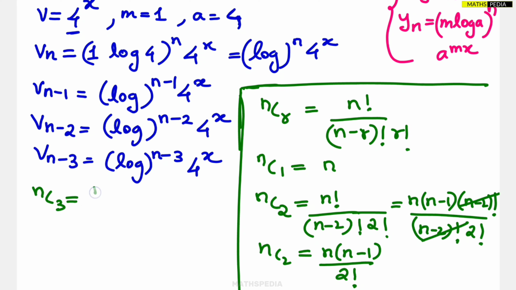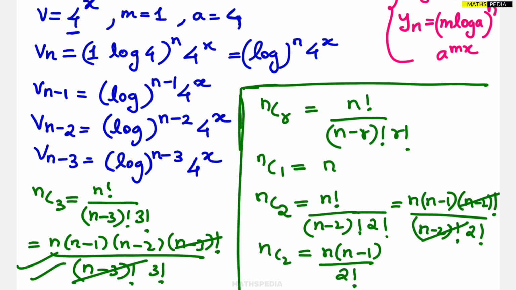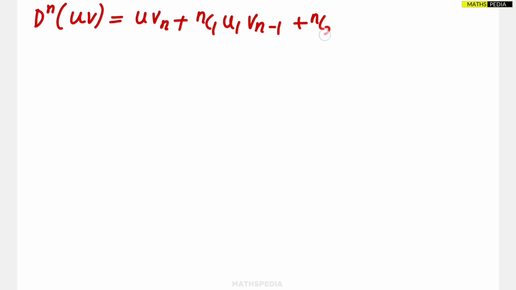nc3 is equal to n factorial divided by n minus 3 factorial into 3 factorial. n factorial can be written as n into n minus 1 into n minus 2 into n minus 3 factorial, divided by n minus 3 factorial into 3 factorial. So this and this is gone. The final answer will be this one. Okay. So all the things we got. Now we have to substitute all the things in the formula. Okay, so here we'll substitute the formulas.